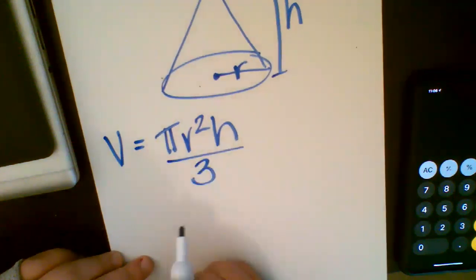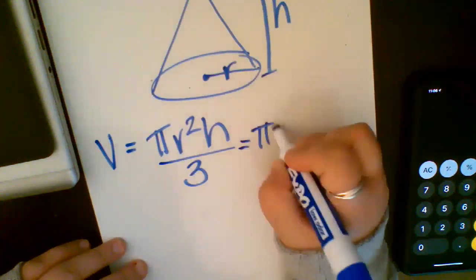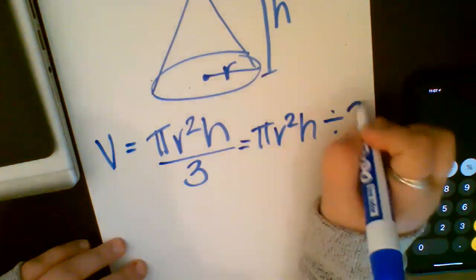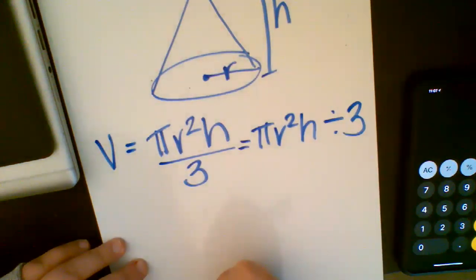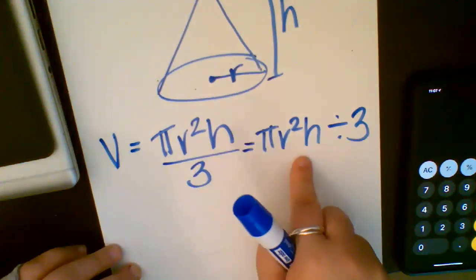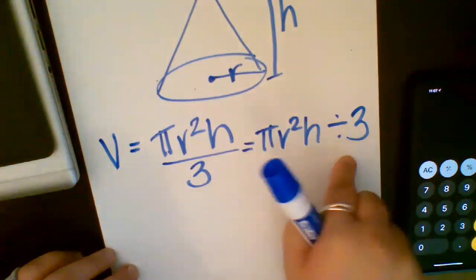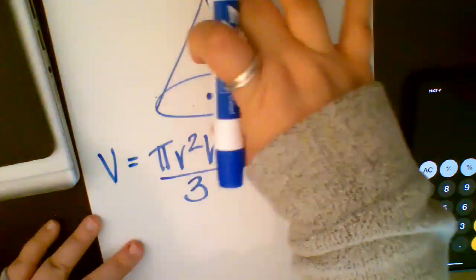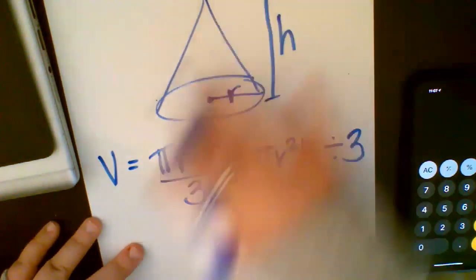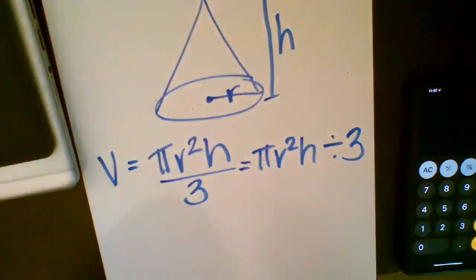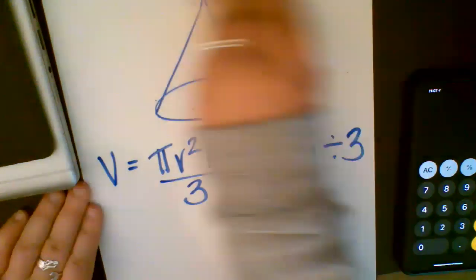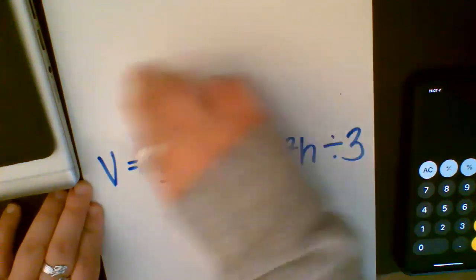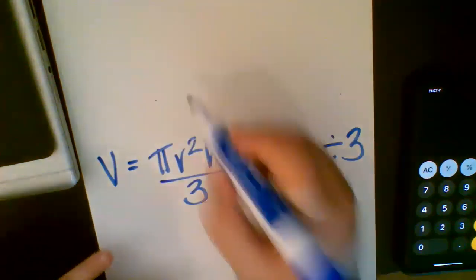So remember, a fraction just means divide. So this is the same as this, right there, okay? So same exact way that we find a cylinder's volume, but we divide the final answer by 3, which means that 3 cones will fit into a cylinder that is the same height, okay? So I'm just going to quick erase this, and I'm going to put some numbers into a cone context.